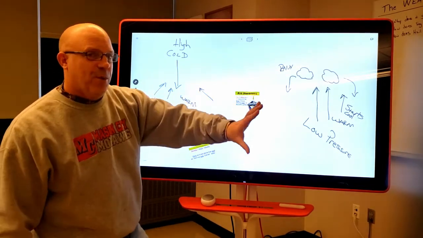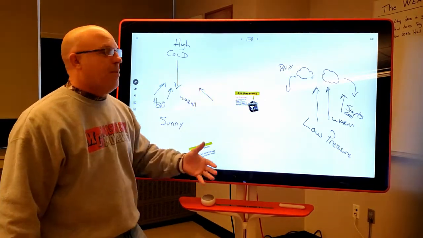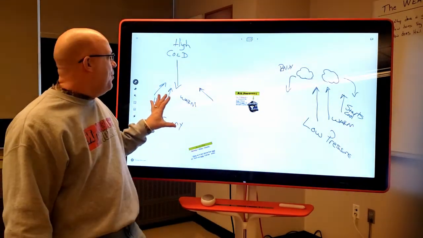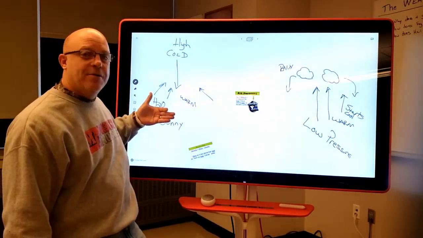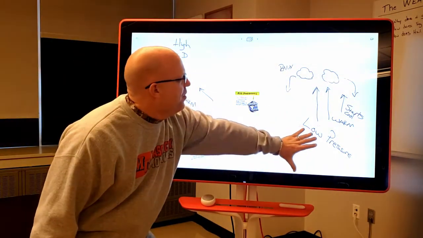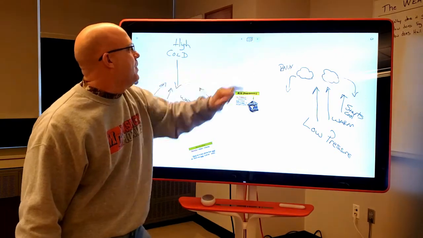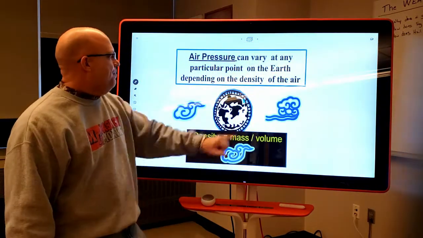So this is the pressure piece, all right? And we'll talk a little bit more. We'll get to it if it doesn't make sense. Just remember, low pressure is lousy weather. High pressure is happy weather. Happy weather, no clouds. Low pressure, lousy weather. Clouds form and you get rain. All right, so the next one.